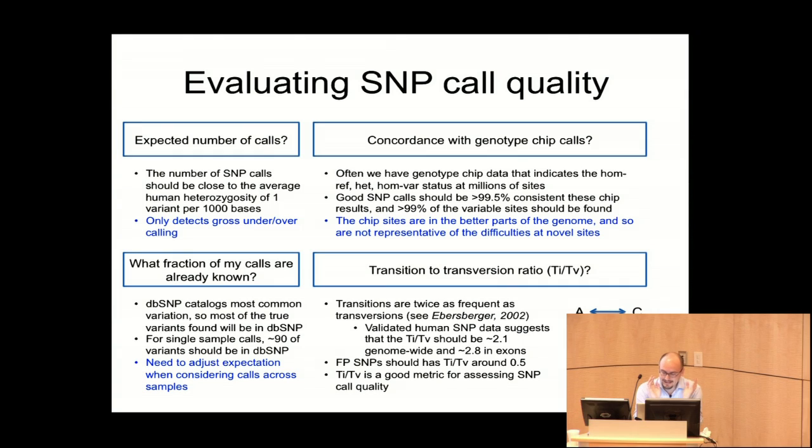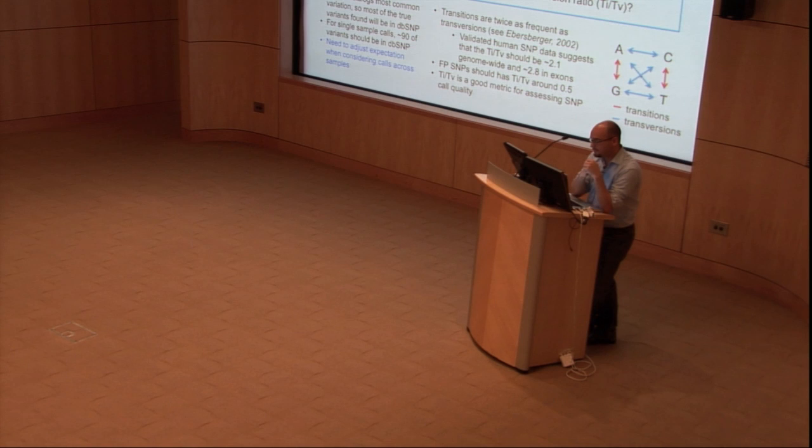And finally, I think the key metric, the one that we really rely on very heavily for determining the accuracy of novel calls, is the transition transversion ratio. The transition transversion ratio is a very simple thing. It's the ratio of AG plus CT polymorphisms over the other 4.